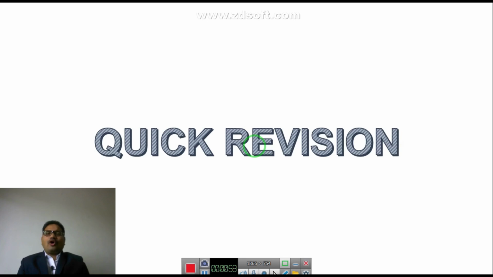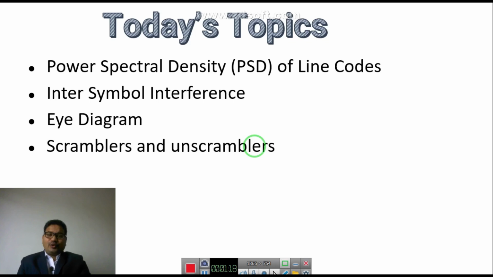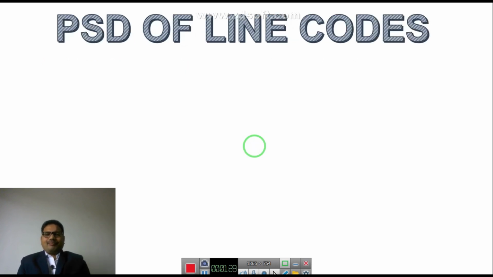And we have seen how to draw the waveforms, what are the advantages and what could be the disadvantages of them. We have also seen the properties of line codes, then the characteristics of line codes, and at the end we have seen the comparison of all those line codes. Now moving towards today's lecture, the topic we are going to start with is the power spectral density of line codes. Power spectral density of line codes, also we can say PSD of line codes.